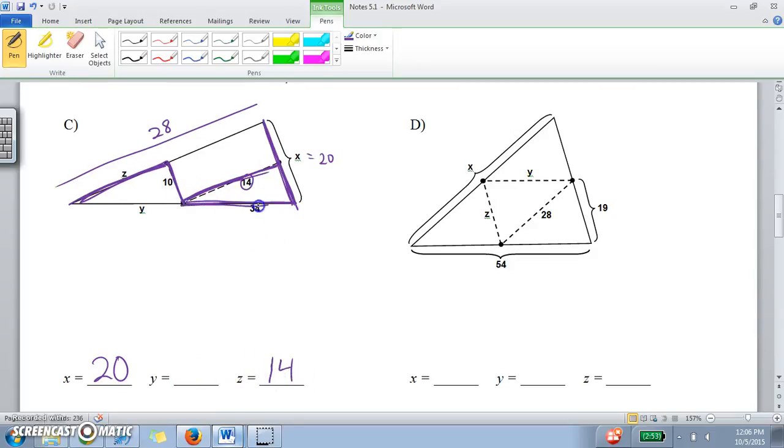For y, this piece right here is 34 units long. We know that this is a midpoint since we've got a midsegment right here. So since this is the midpoint, this piece has to be equal to this piece, so y is also 34.